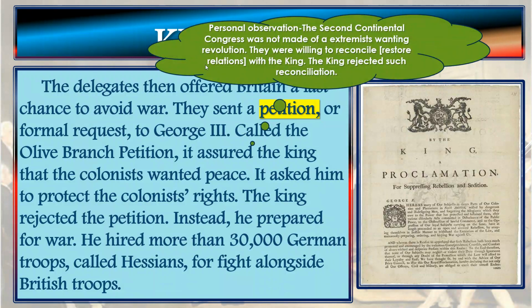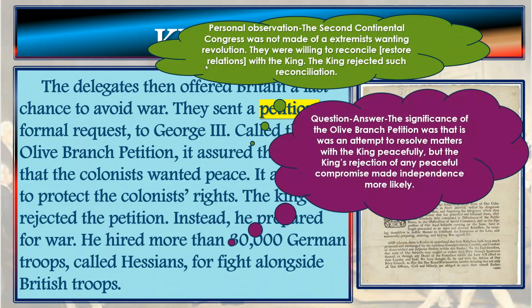The king rejected the reconciliation. He was going to win by force. So the significance of the Olive Branch petition was that it was an attempt to resolve matters with the king peacefully. But the king's rejection of any peaceful compromise made independence even more likely.